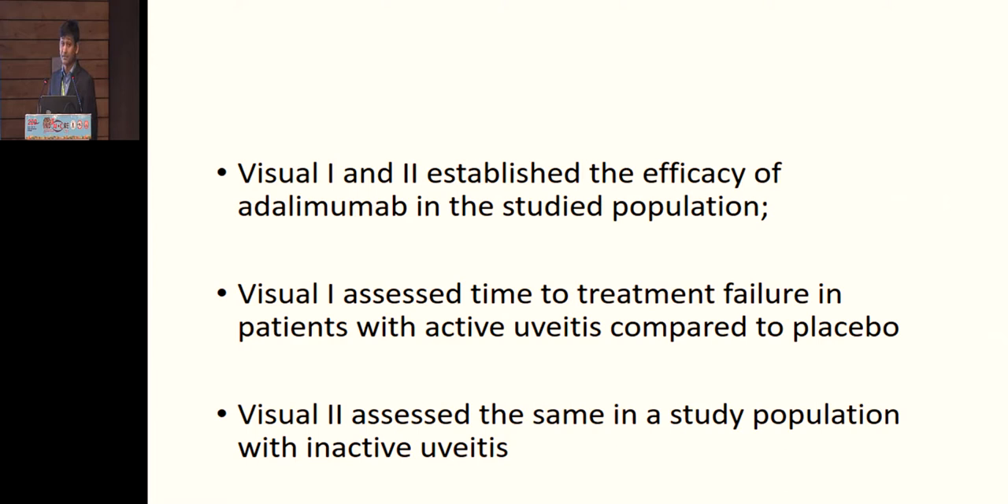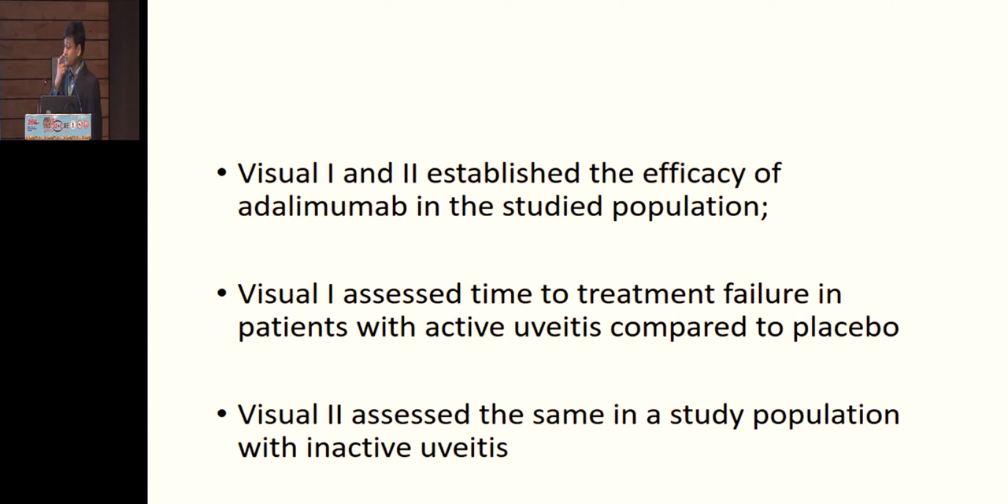But what this also points out is that 40% of patients didn't. So as of now, there is no treatment that is 100% effective in uveitis. And Visual 2 assessed the same. Since the patients were already inactive, a higher proportion, 83% of patients, achieved quiescence.